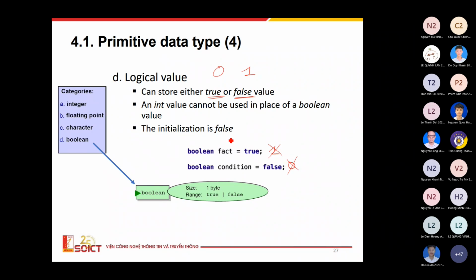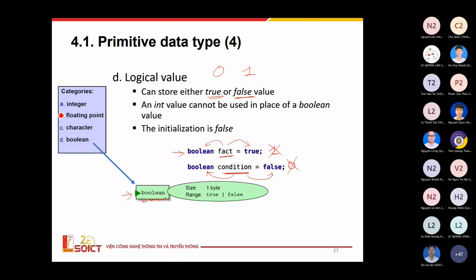Okay, and the initial value for a logical value is false. And we use the term Boolean to indicate a logical value. For example, in this one, you declare a variable named fact of the Boolean type, and you assign the value true to fact. And the same here, you have the variable condition of the type Boolean, and you assign the value false to the condition.